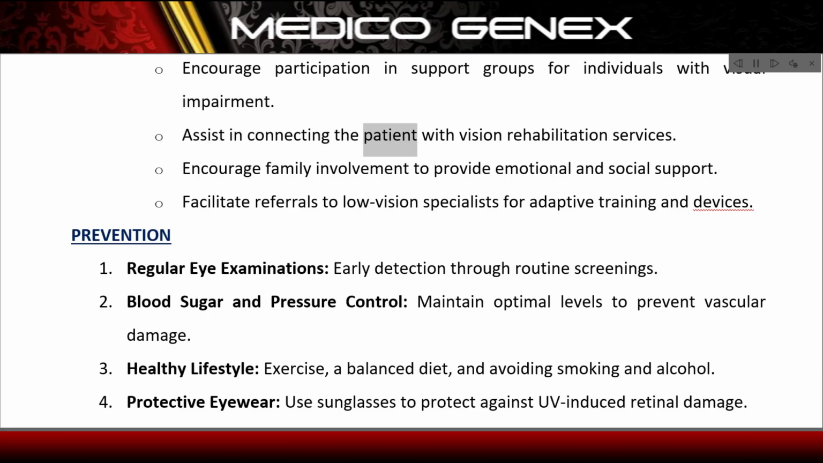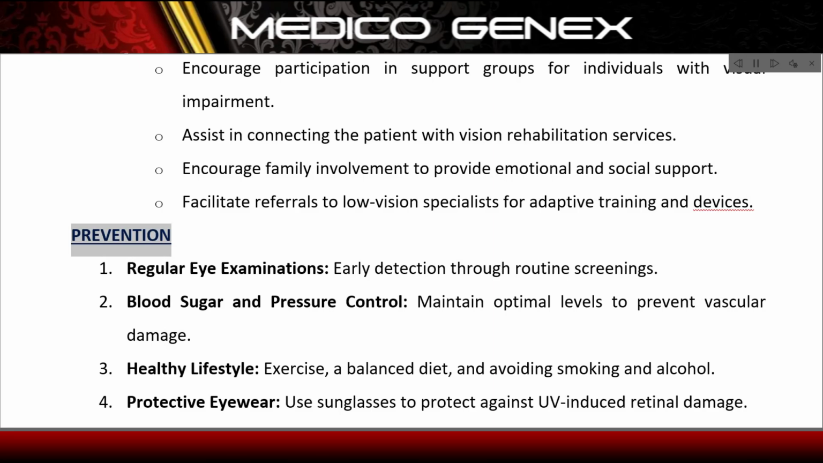Assist in connecting the patient with vision rehabilitation services. Encourage family involvement to provide emotional and social support. Facilitate referrals to low vision specialists for adaptive training and devices.